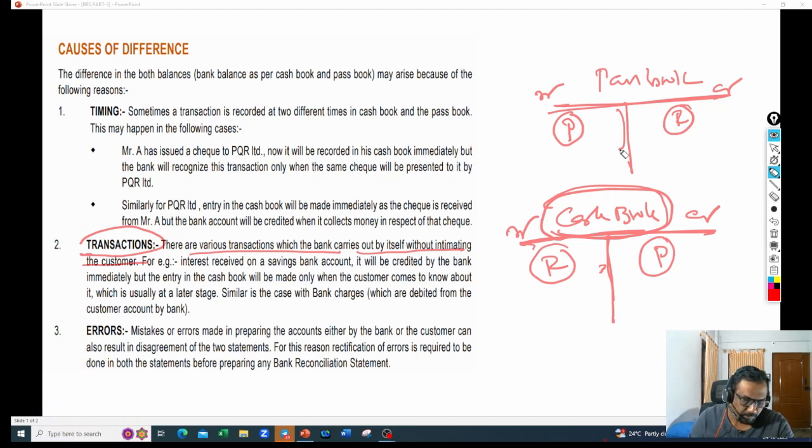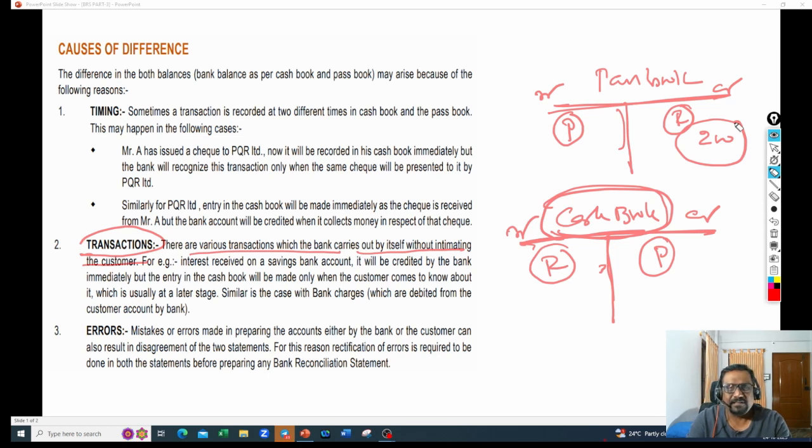Clear? Now, for example, I have a savings account. On that savings account, the banker will credit interest to my account once a month. My account is in the banker's books, right? So he will go to the passbook and credit, say, 200 rupees interest in my account. As soon as he credits this amount, he has to communicate to us that there is an interest of 200 rupees created to your account.